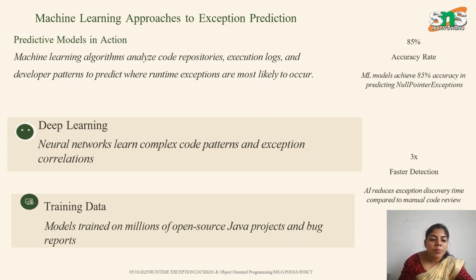And the machine learning approaches for predictions. These models also play a vital role. They analyze open source projects, bug reports, and execution logs to predict exception-prone areas with up to 85% accuracy. AI can detect potential null pointer exceptions 3 times faster than traditional code reviews.